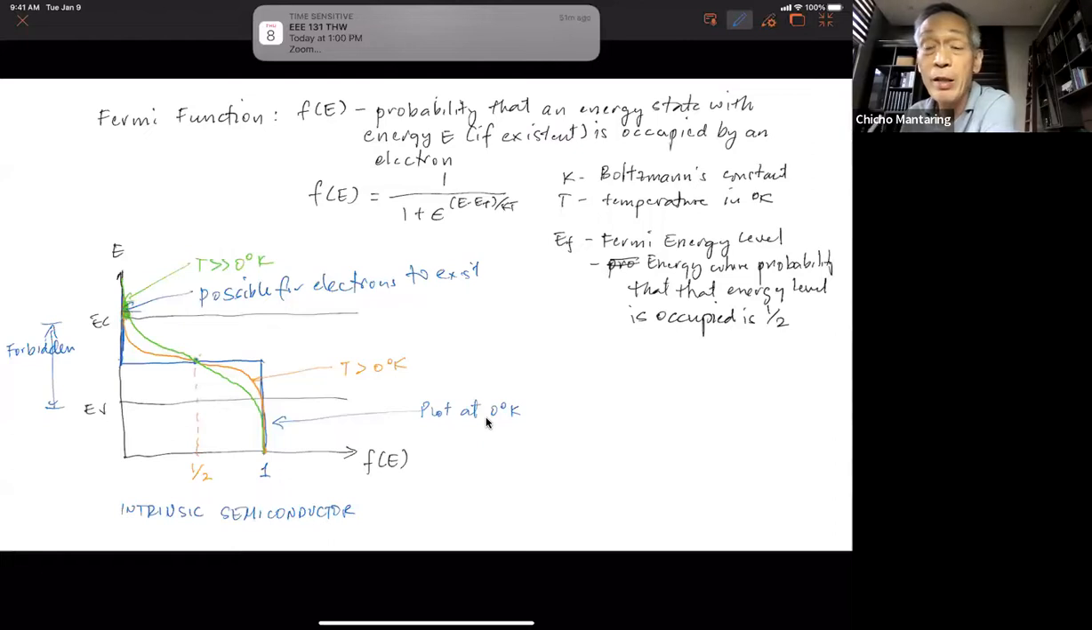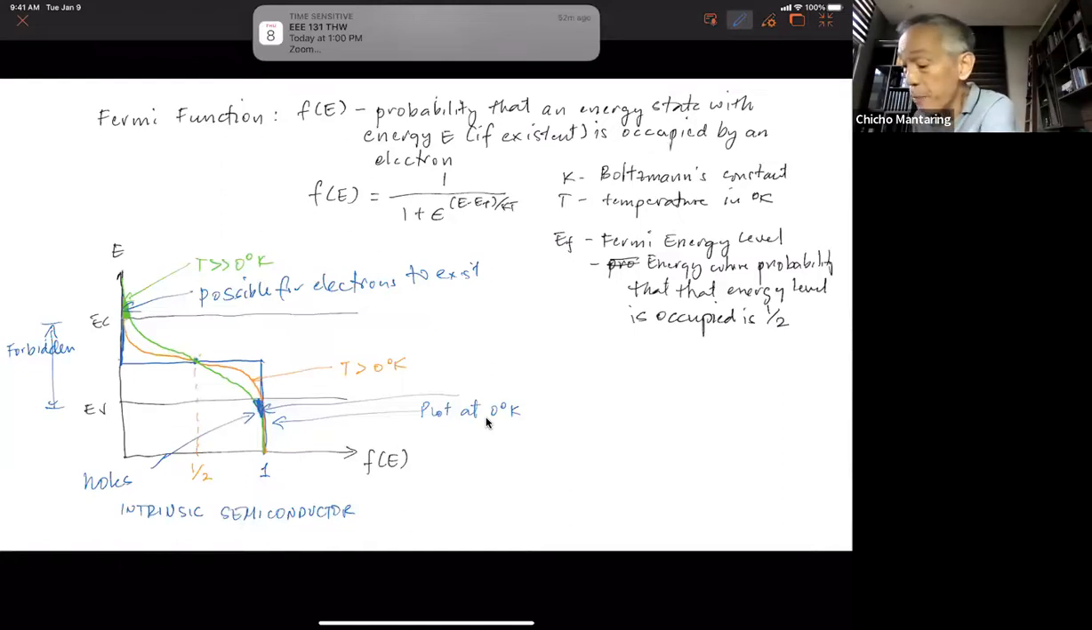Now, when does that happen? That happens when your electron gains enough thermal energy to be promoted. And when that happens, you also have a corresponding number of holes now here. So this now represents your holes. Because now the probability that this energy level is occupied is no longer equal to 1. It is now less than 1. And therefore, it's possible now for you to have holes here.